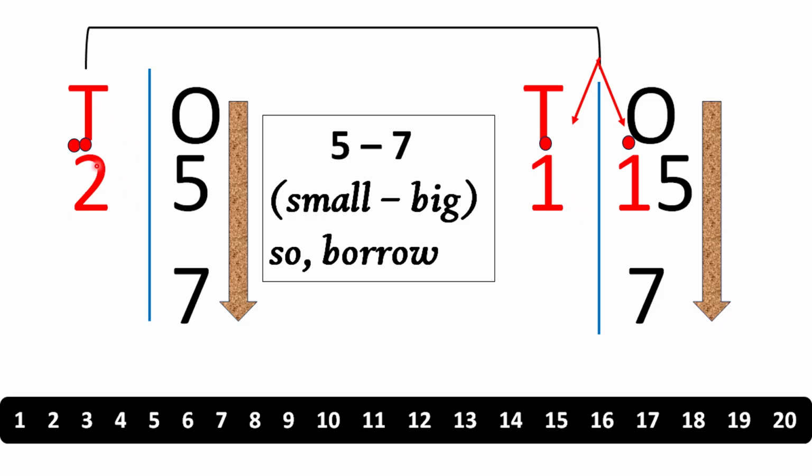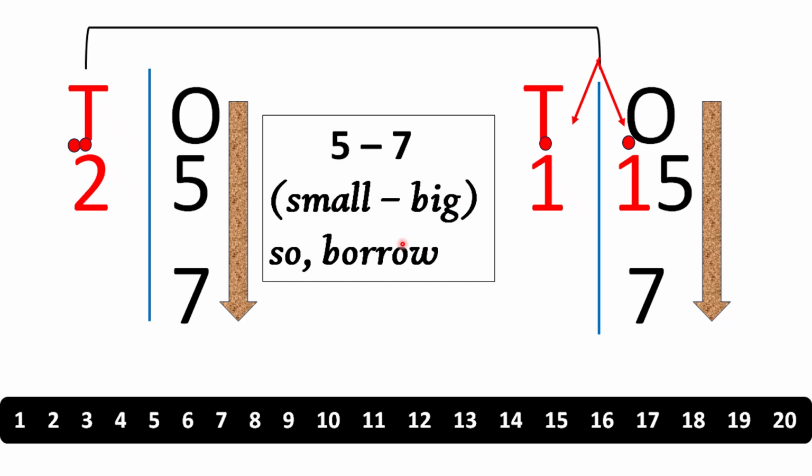Again, the child reads it as 2 tens and 5 ones, 25, minus 7 ones, 7. Again, the arrow. What does the arrow indicate? Ask the child. It indicates top minus bottom. Arrow indicates top minus bottom, not 7 minus 5. Arrow indicates 5 minus 7. So 5 minus 7, small minus big.